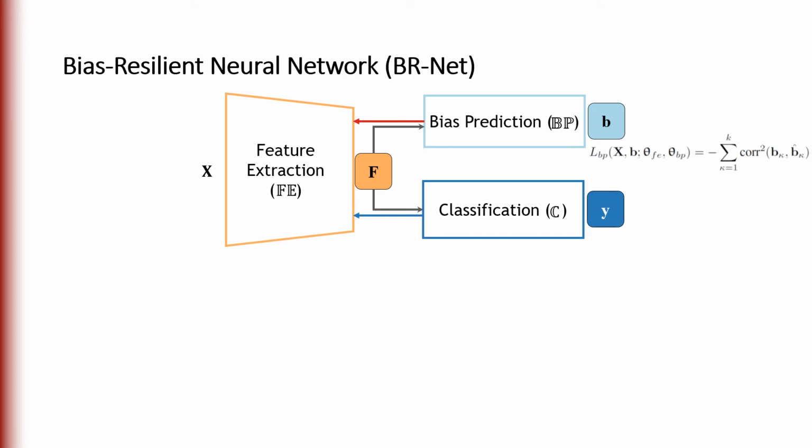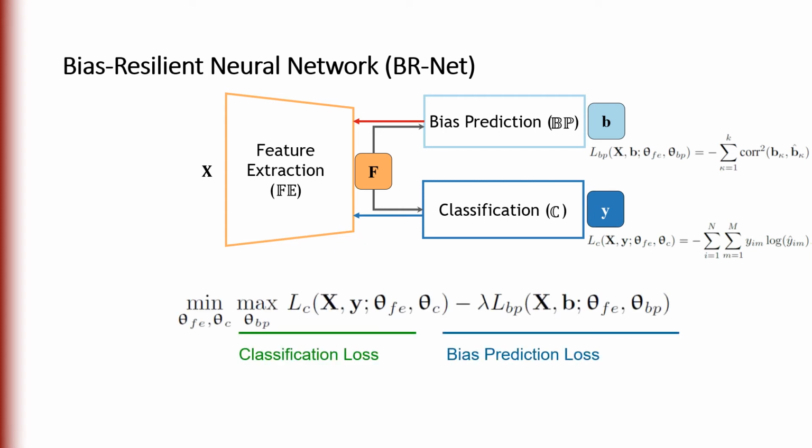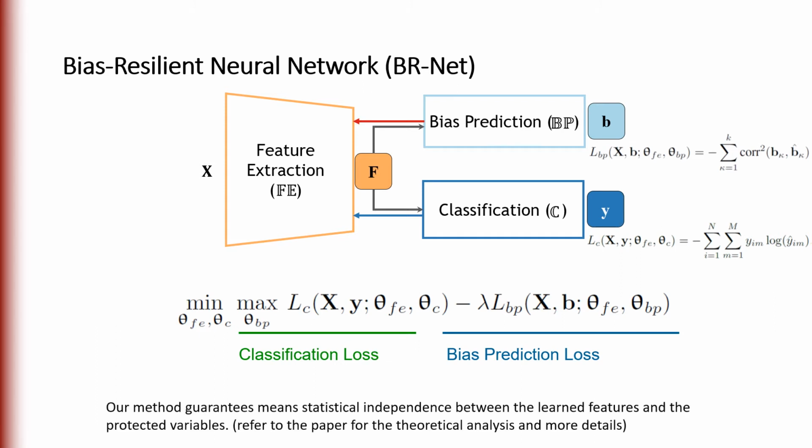We use a batch level loss function based on correlation coefficient between the actual and predicted bias protected variables. The classifier uses a regular cross-entropy loss with an overall min-max objective like GANs. Our method guarantees mean statistical independence between the learned features and the protected variables using the proposed vanished correlation scheme. Refer to the paper for the details and the theoretical analysis.